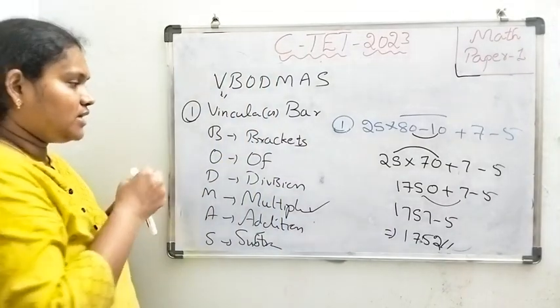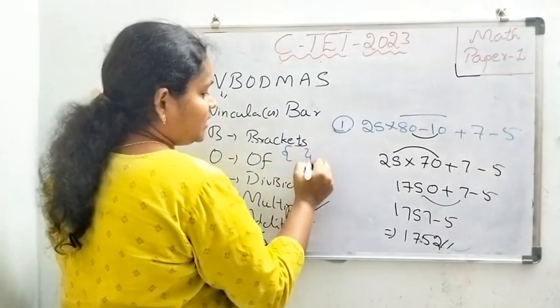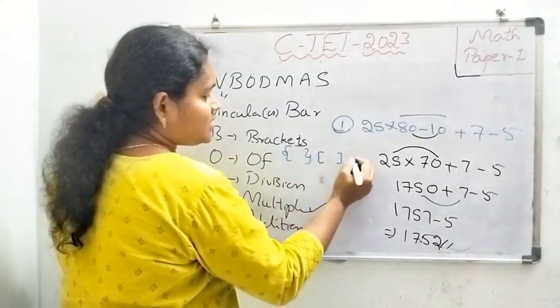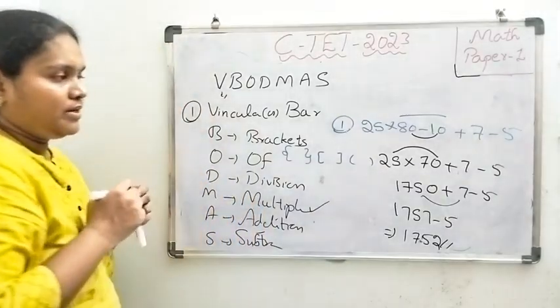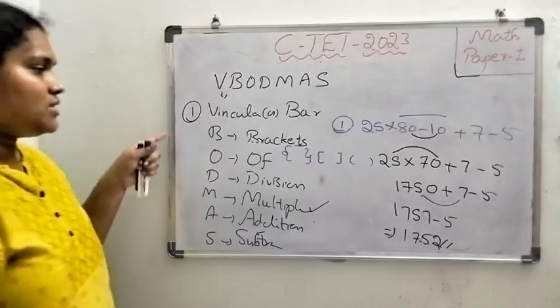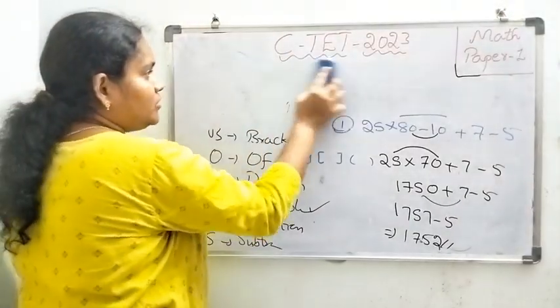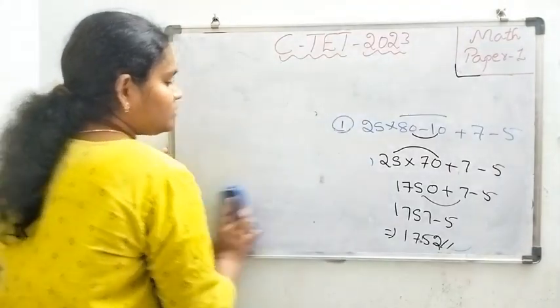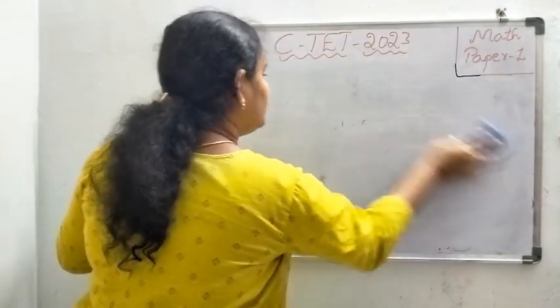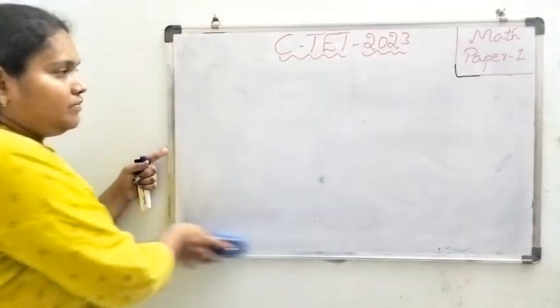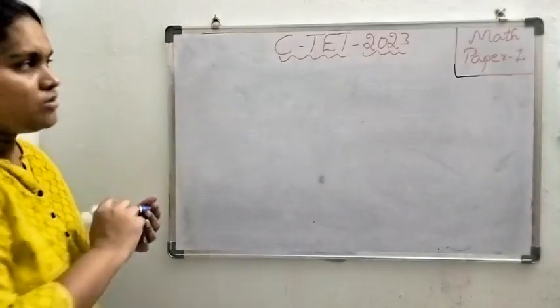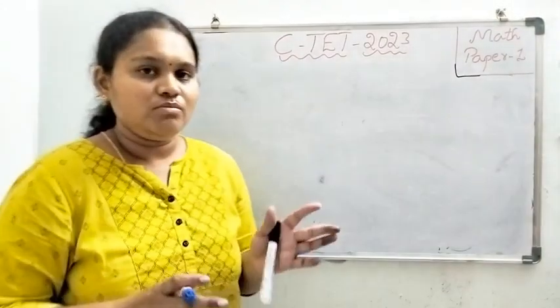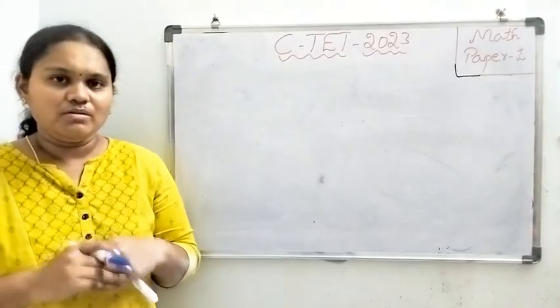Brackets also have an order to follow: curly brackets, square brackets and then open brackets or parentheses. Okay, so these are the rules you should follow for doing any calculation. So this is about the number system, which is useful for paper 1.